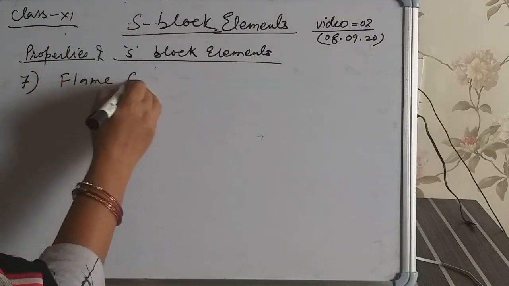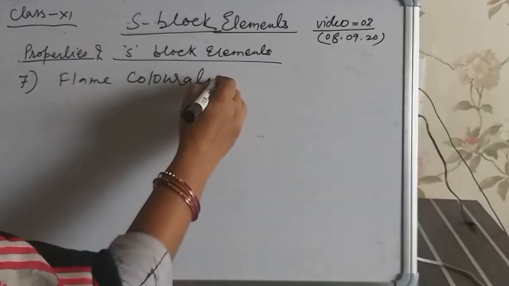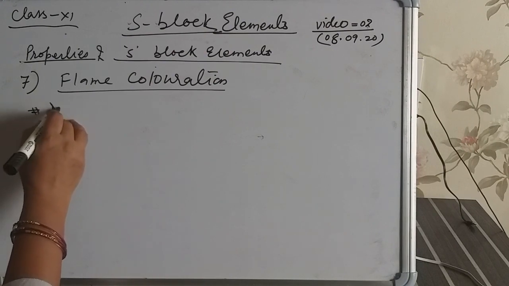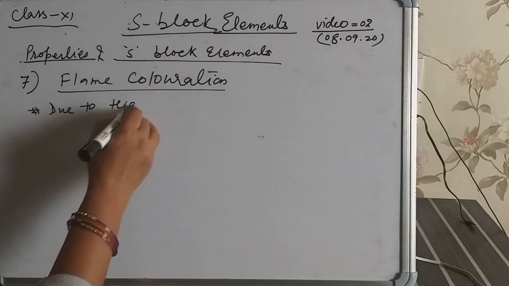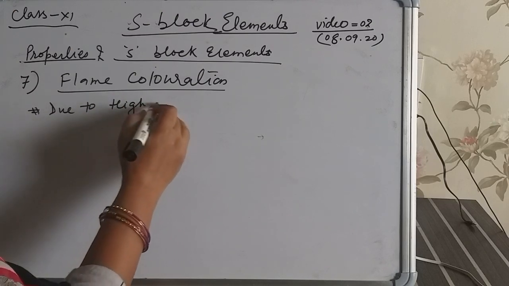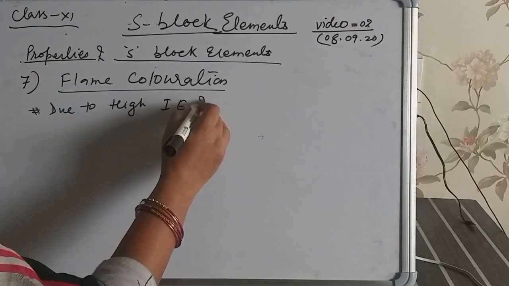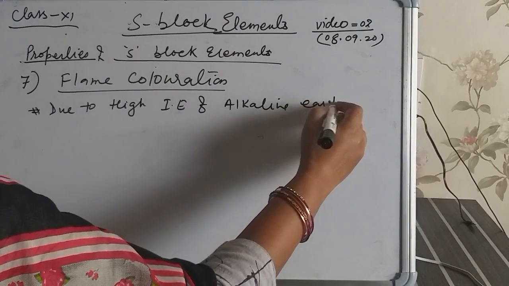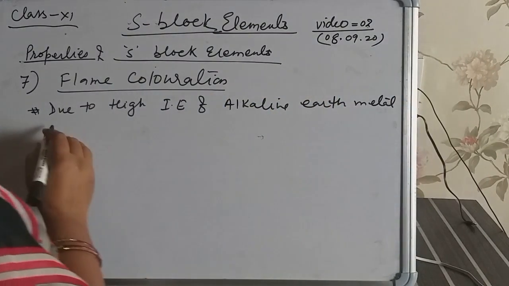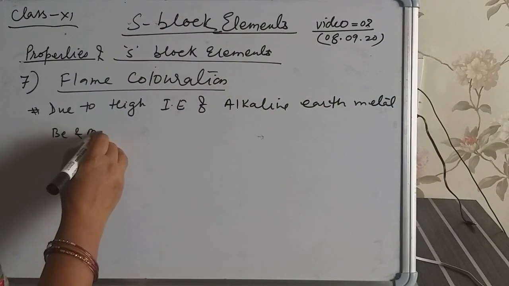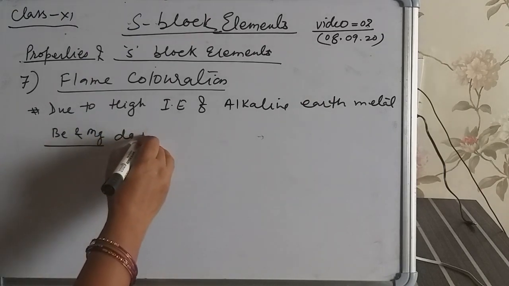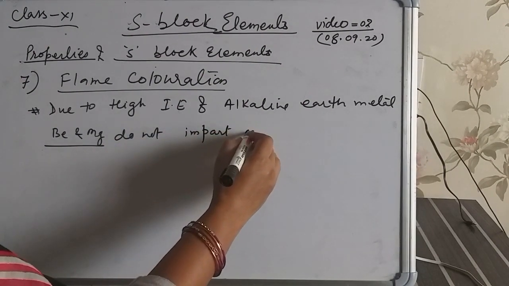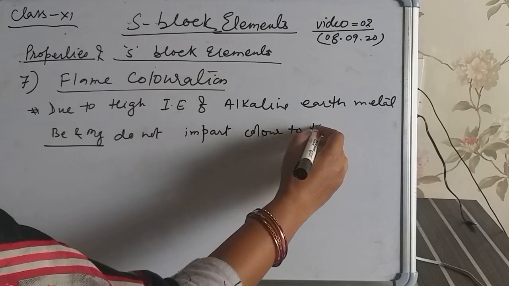Flame coloration. Due to the high ionization enthalpy of alkaline earth metals, beryllium and magnesium do not impart color to the flame test.